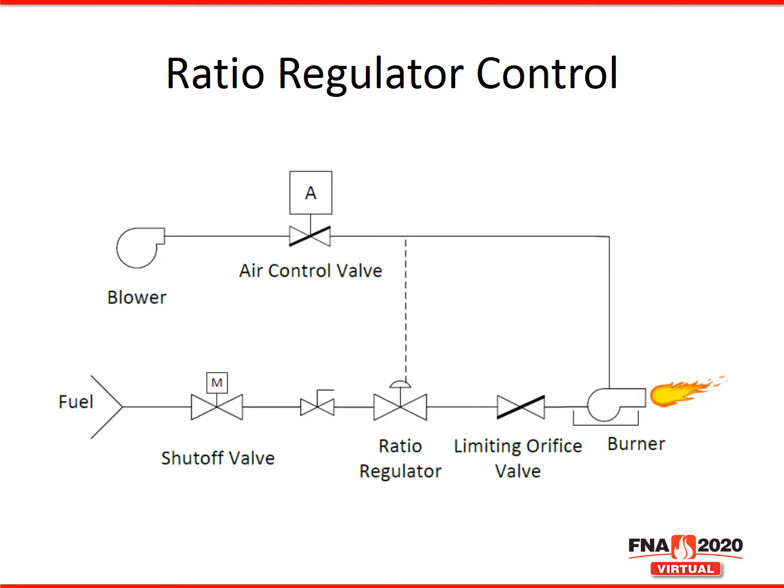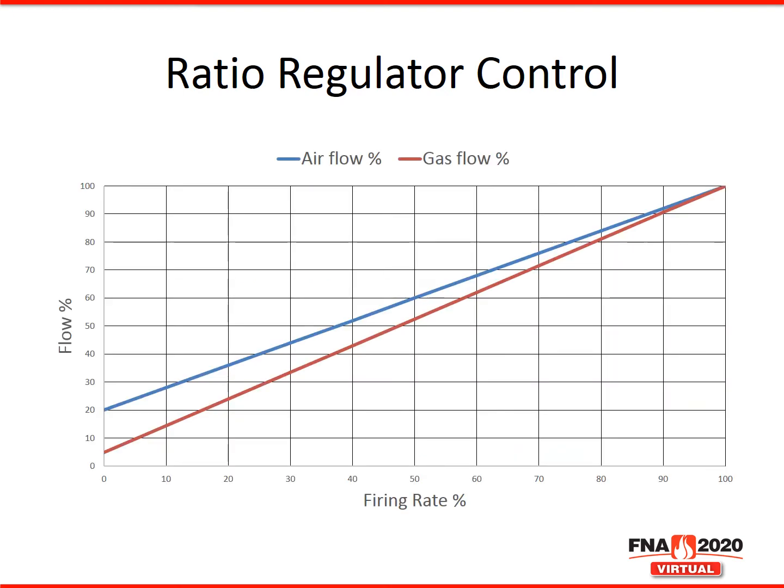When we modulate the air, the gas flow will follow, and we will maintain air to fuel ratio throughout the firing rates. Since we maintain the air to fuel ratio, this is where the ratio regulator gets its name. With ratio regulator control, the airflow and gas flow in parallel because they are linked together, or another term is cross-connected.